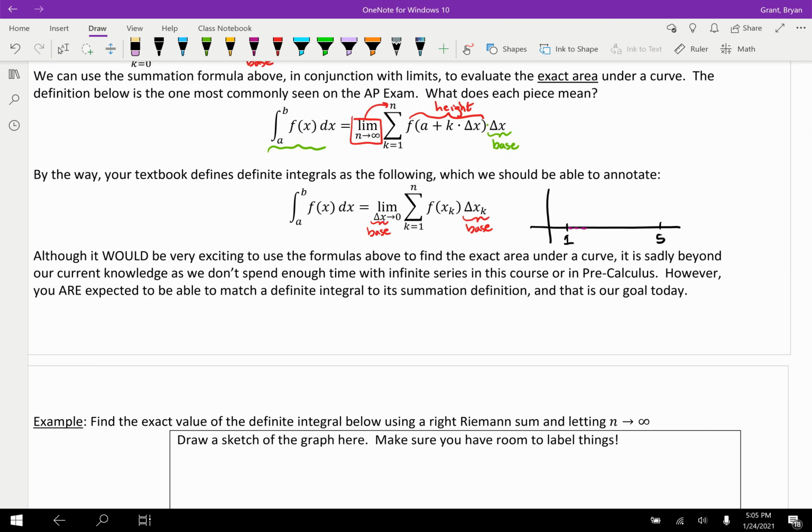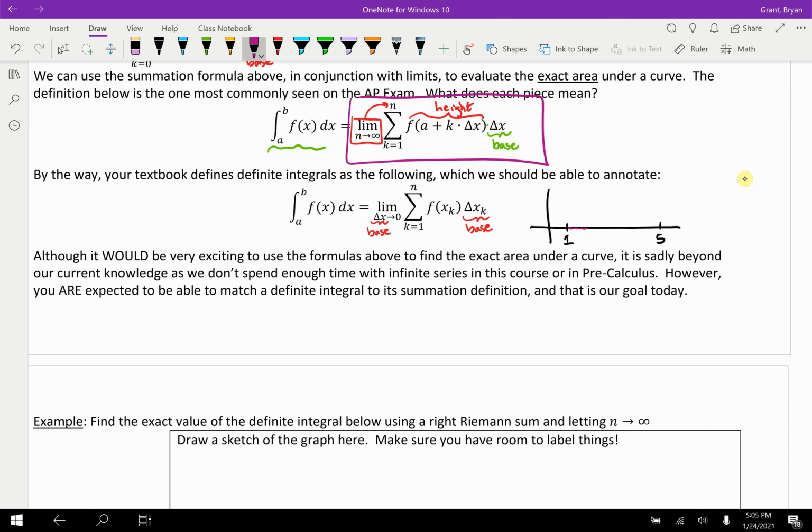However, it is expected on the AP exam that you can convert a definite integral into its summation definition, which is what this is over here, or go the other way. If they give you a summation, tell us what the integral is for that. So what we're going to focus on today is how to convert between the two, but not actually how to find the area. And the reason that they don't ask you to find the area doing it this way is because there's a shortcut. And that's our big reveal tomorrow. Instead of doing all this crazy math we're about to see, what is the shortcut?